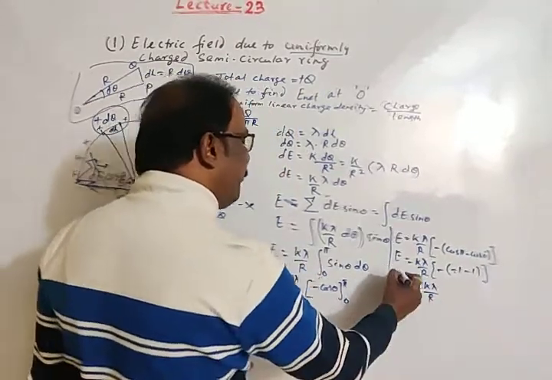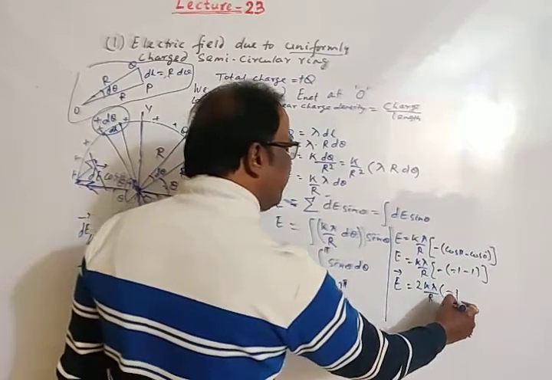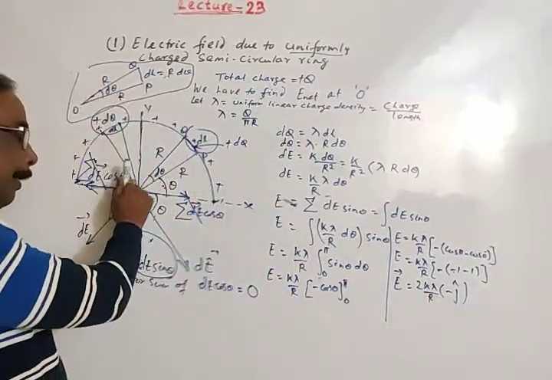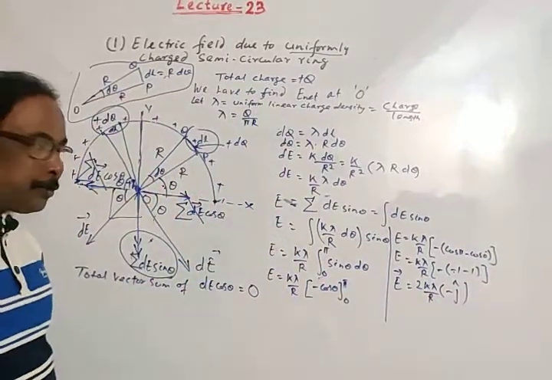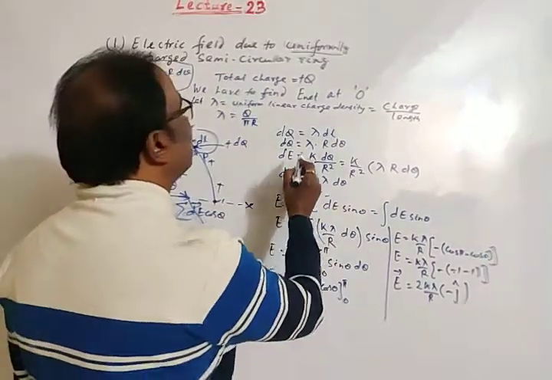In vector form you may write the direction is along negative y-axis, so we may take minus j cap, and we know what is lambda.